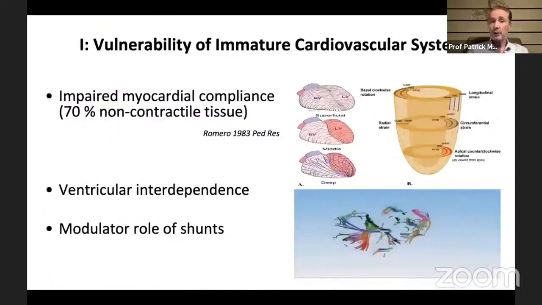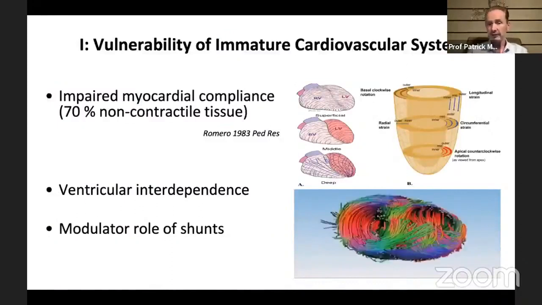So in thinking about the immature cardiovascular system, it's first important to recognize that it's distinctly different to the adult heart.